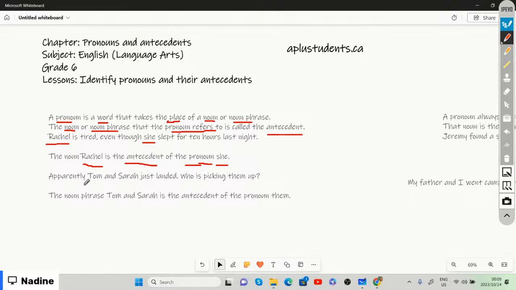All right, if we look at the next example, it says: apparently Tom and Sarah just landed. Who is picking them up? So them is the pronoun and the antecedent is Tom and Sarah.